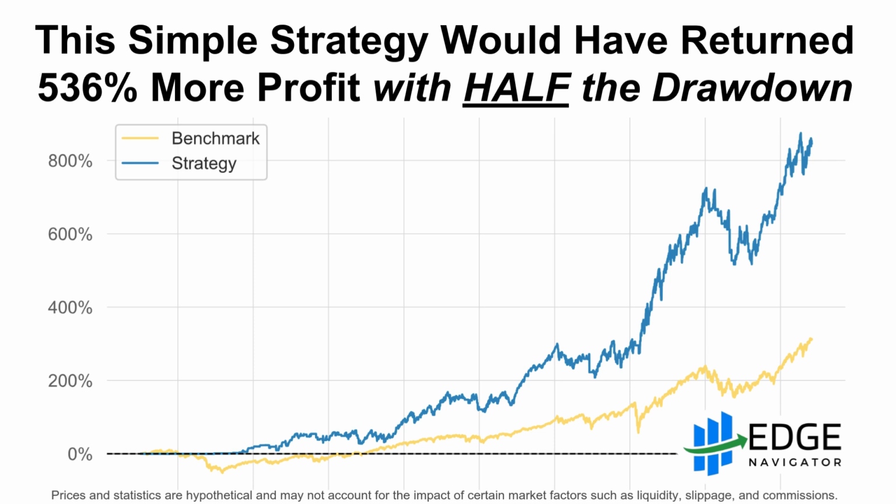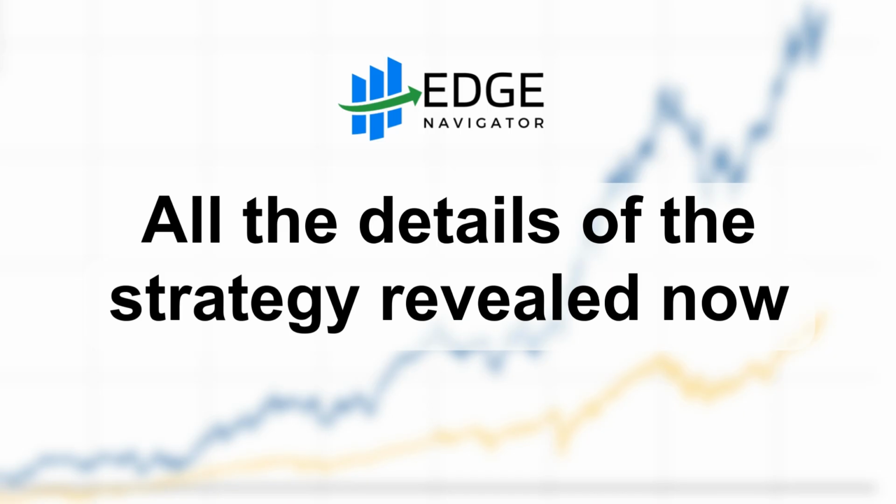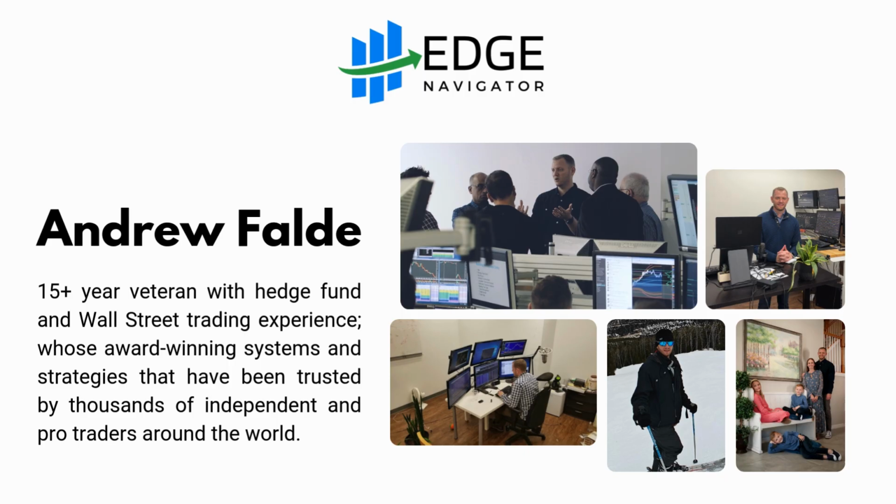Here's a simple strategy that would have returned 536% more profit than the underlying asset with half the drawdown. And I'm going to give you all the details of the strategy. They're all going to be revealed right now. Nothing left. You're going to understand exactly how this works.